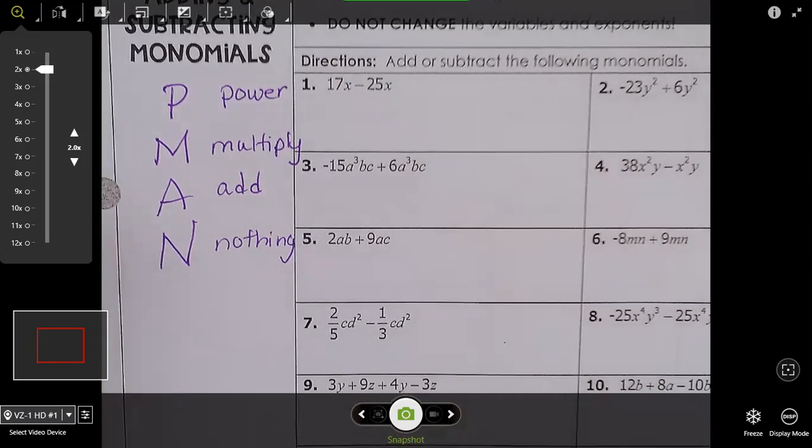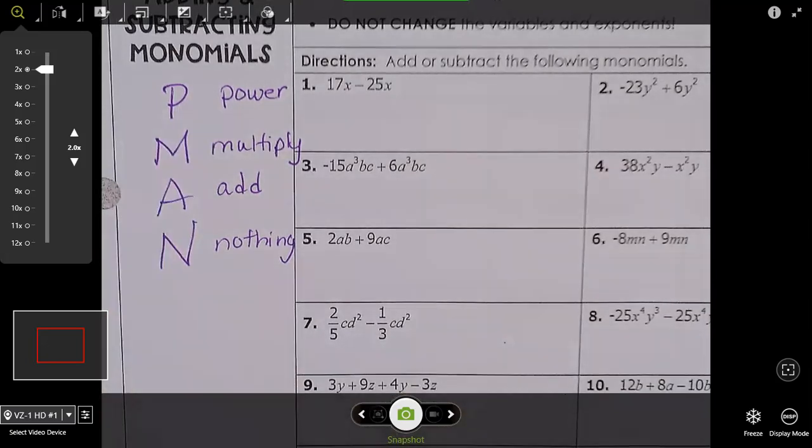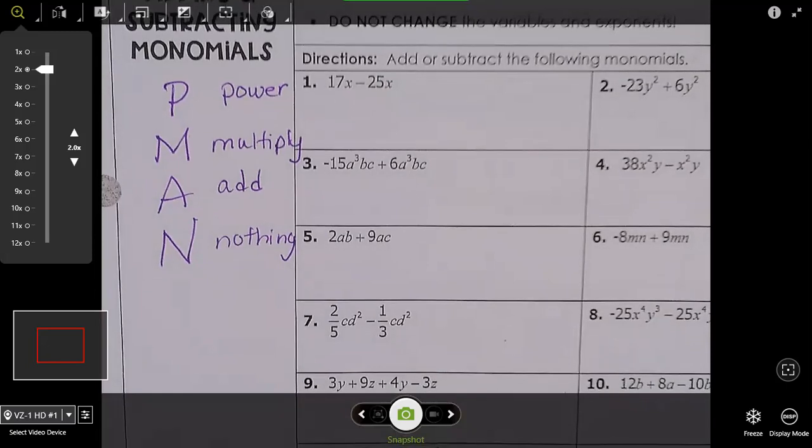Okay, and we're going to think of this P-Man as like a ladder. And when we climb a ladder, we start at the bottom, don't we? We don't just run and jump to the top of the ladder and then climb down. No, we start at the bottom and we climb up, okay? And that's kind of where we're going to start today, all right? So this is what it means.